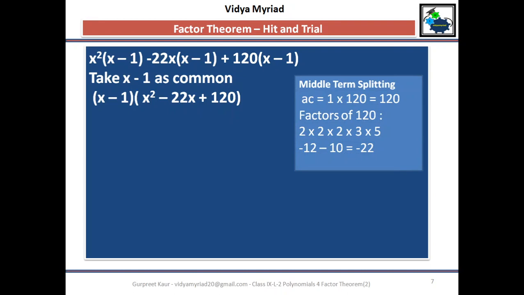It is 120. Find out the factors of 120. You get minus 12 and minus 10 as your combination, such that your answer is getting minus 22. Now let me put this combination in that equation. It will become like this. Now 22x I have made it separately as minus 12x and minus 10x as the combination.